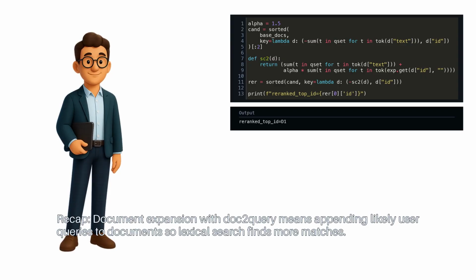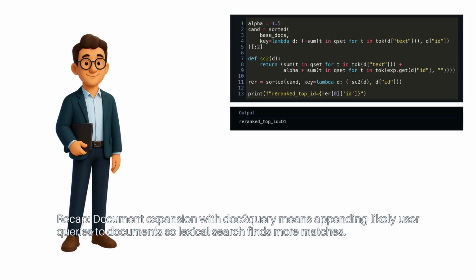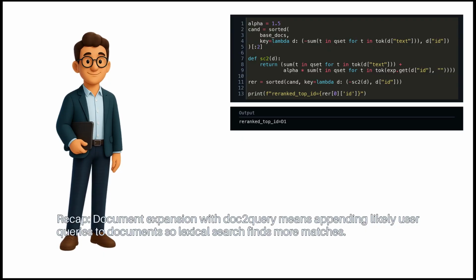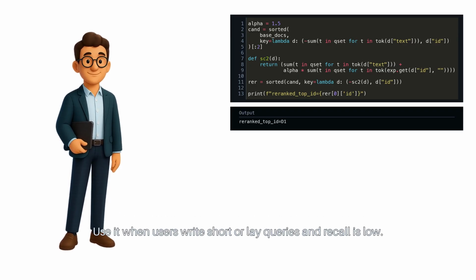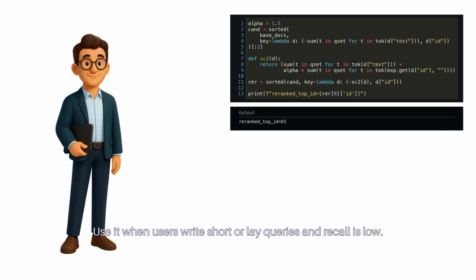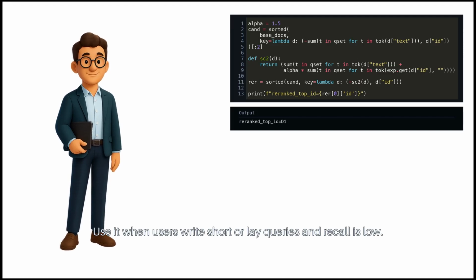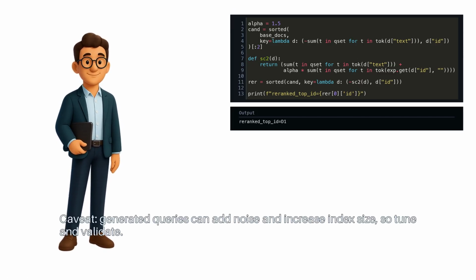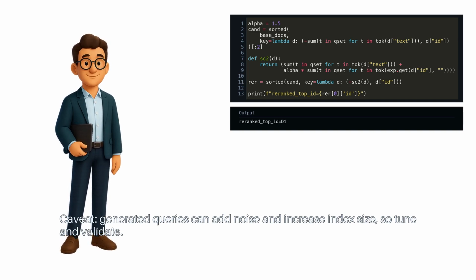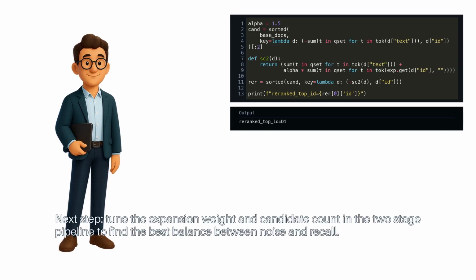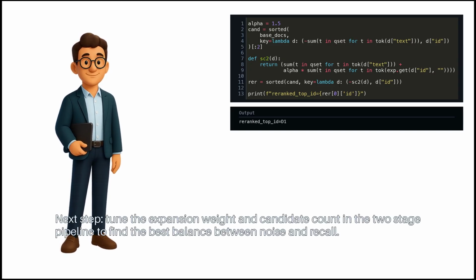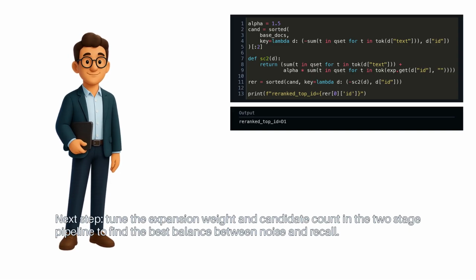Recap. Document expansion with doc2query means appending likely user queries to documents, so lexical search finds more matches. Use it when users write short or lay queries and recall is low. Caveat. Generated queries can add noise and increase index size, so tune and validate. Next step. Tune the expansion weight and candidate count in a two-stage pipeline to find the best balance between noise and recall.